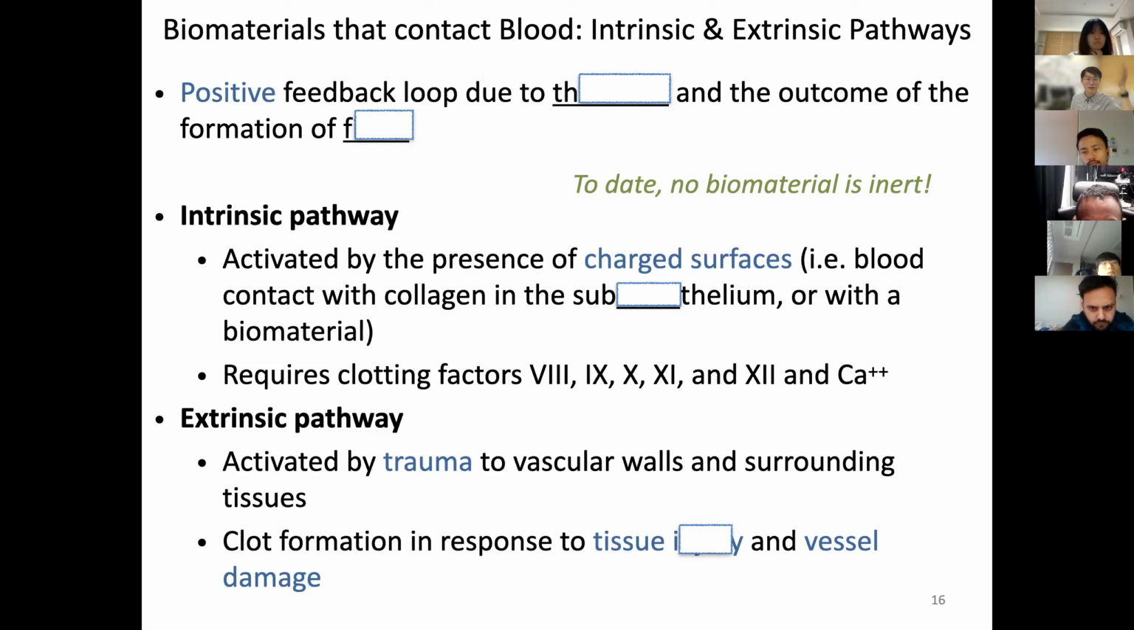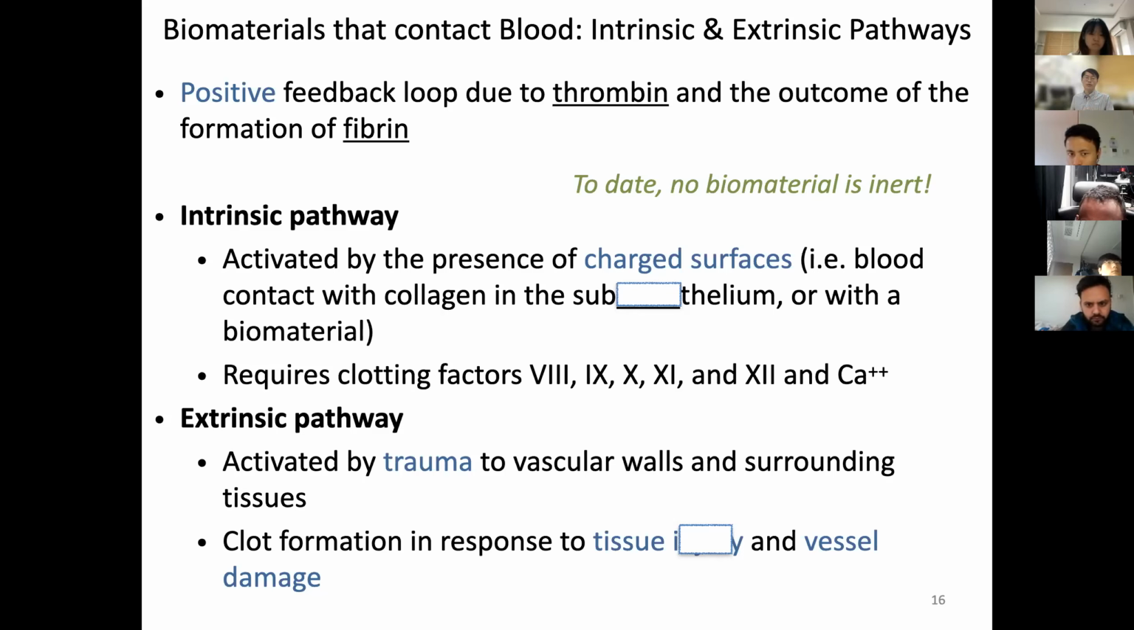Yeah, this is a little difficult. If you look at the clotting cascade carefully, you'll find that positive feedback is due to the thrombin, and that leads to the outcome of the formation of fibrin. So that's the key part of this clotting cascade. I have to say, there are even specialized biomaterials as well. Why do we need them? Because up to now, no biomaterial is totally inert. So that's the issue. Okay.